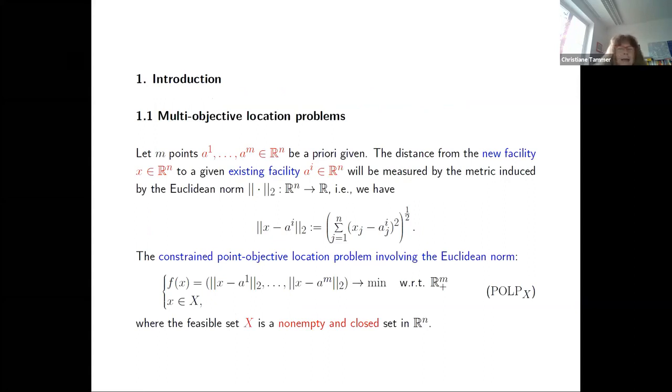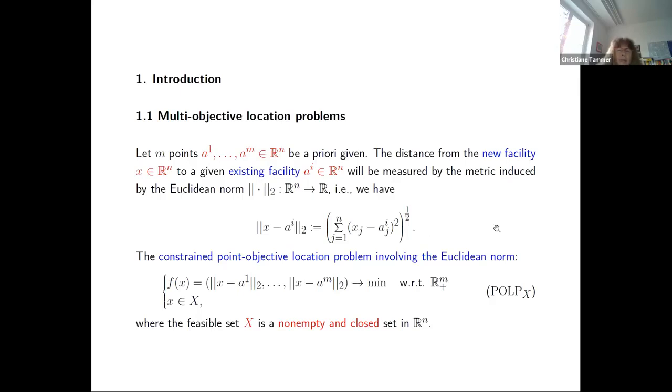Yeah, let us start with motivation. We consider a multi-objective location problem where M existing facilities, A1 to AM, are given, and we are looking for a new facility X such that the distances between the existing facilities and the new facility are minimal in a certain sense. The distances are given here in this example by the Euclidean norm.